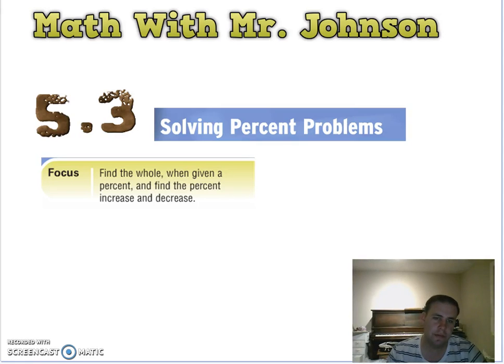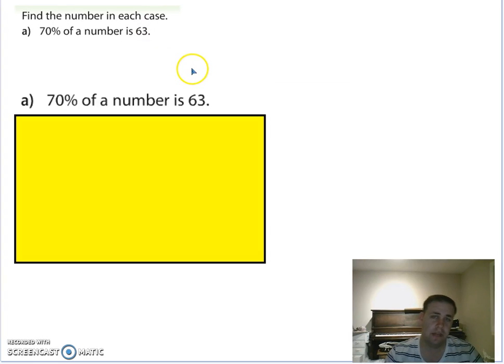Hey, grade 8s. So today with math, what we're going to be doing is solving problems with percents. Our focus is going to be to find the whole when given a percent and find the percent increase and/or decrease. A lot of this stuff is real world related, so let's take a look at a couple examples. So first, we're going to try and find the number in each case.